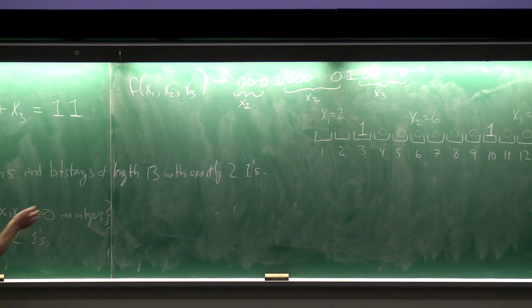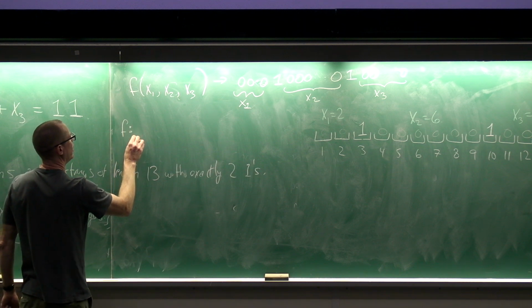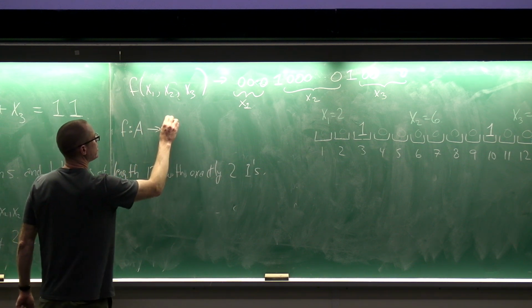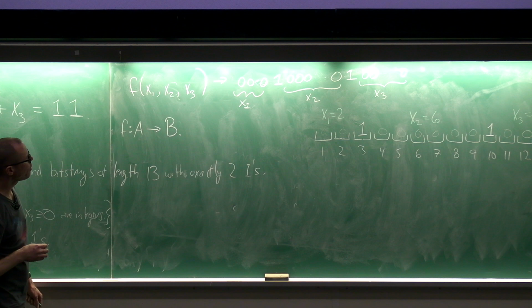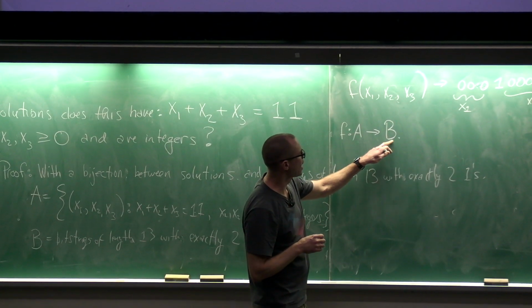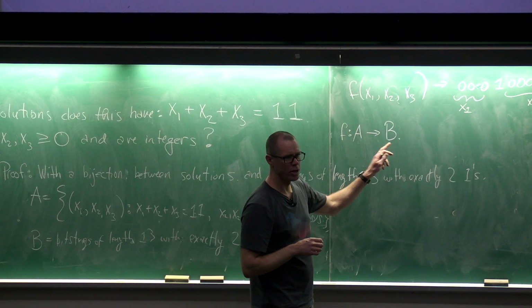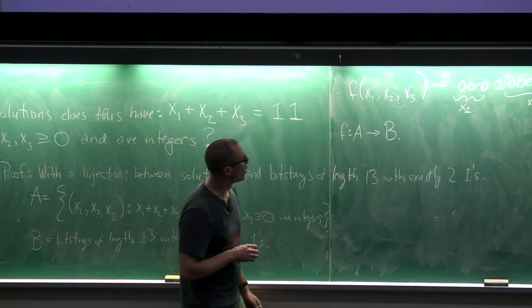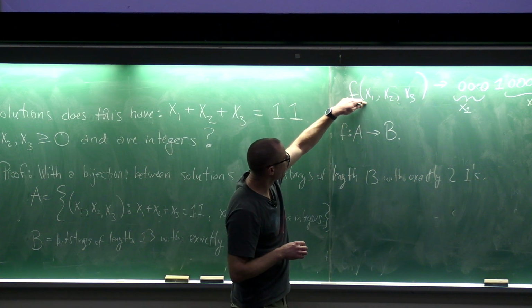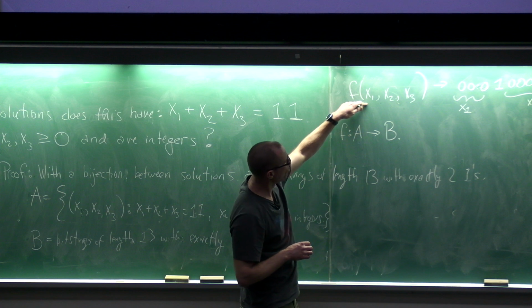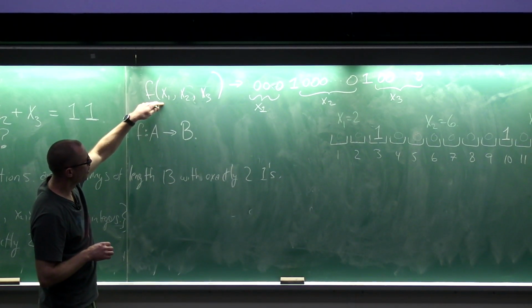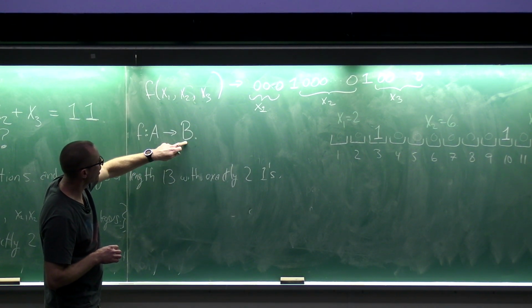So the claim is that f from the set of solutions onto the set of binary strings of length 13 with exactly 2 1s is a bijection. So first of all, if I give you x1, x2, x3 that add up to 11, do I get something in B?